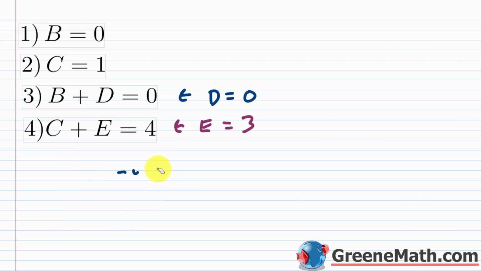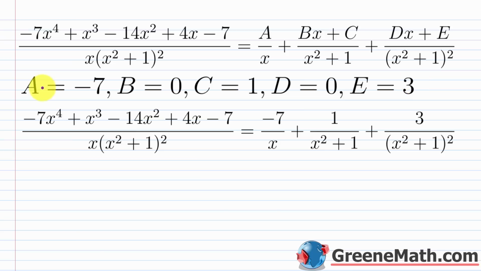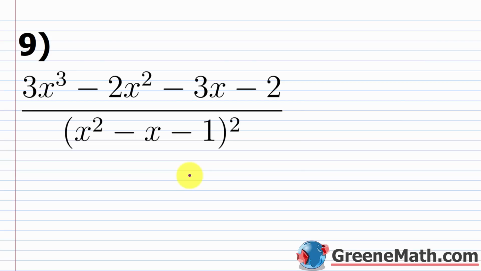So let me get rid of this. Now remember that we know that a equals -7. That's something we figured out at the beginning of the problem. So we can say a equals -7, b equals 0, c equals 1, d equals 0, and e equals 3. So just plug into the model. You're going to get -7 over x plus 1 over x squared plus 1 plus 3 over the quantity x squared plus 1 squared.